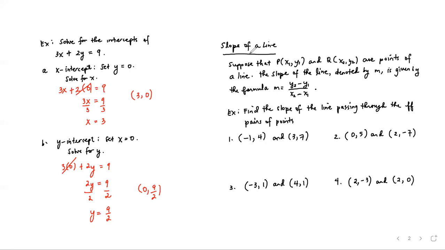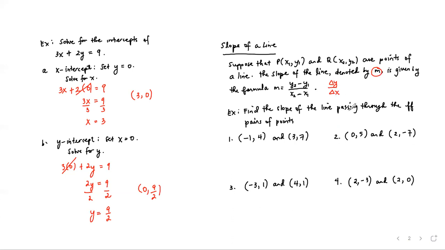Now let's move to the slope of a line. So suppose that we have the points P and Q with coordinates (x sub 1, y sub 1) and (x sub 2, y sub 2), respectively. The slope of the line passing through the points P and Q, denoted by m, is given by the formula y sub 2 minus y sub 1 over x sub 2 minus x sub 1. So we can treat this slope formula as the change in y divided by the change in x.